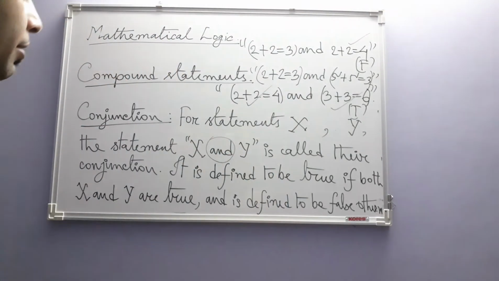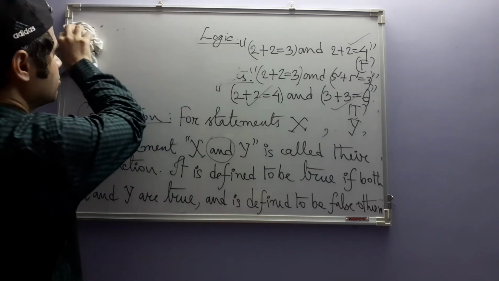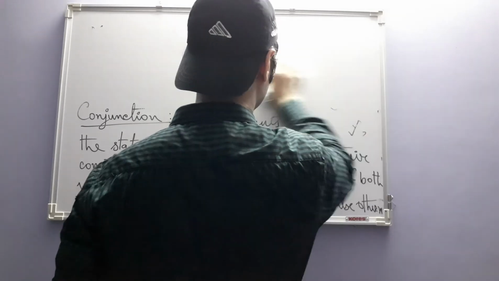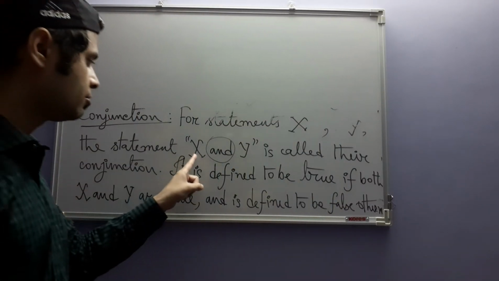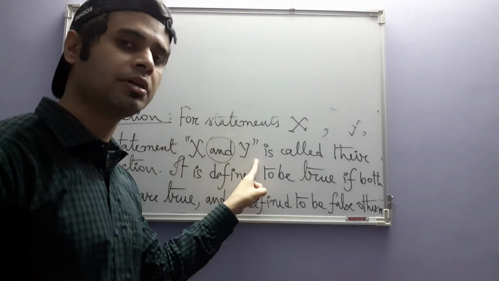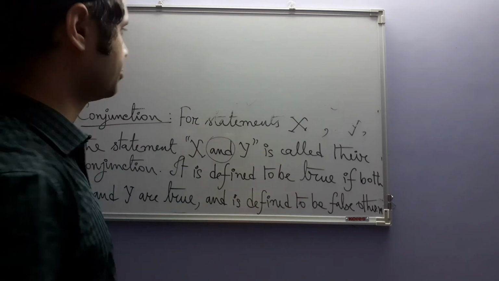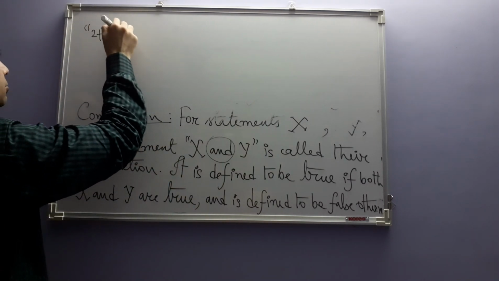Now, in a conjunction, it is not necessary that we should have distinct statements x and y. We can in fact have the same statement also. For example, we can write 2 plus 2 equal to 4.